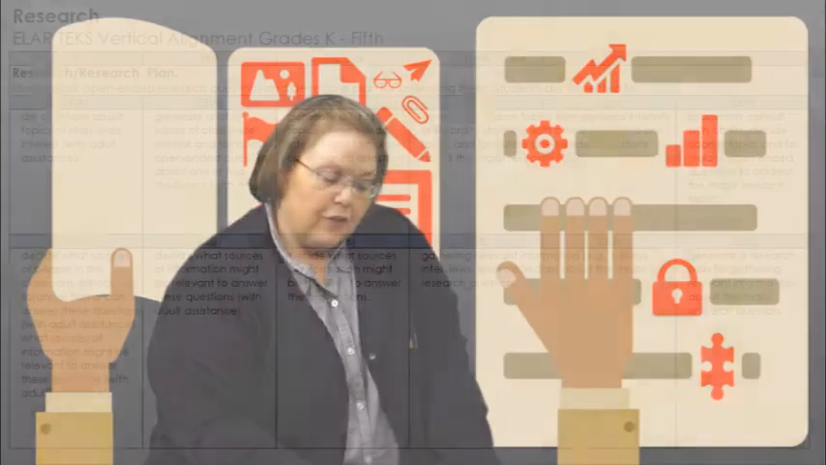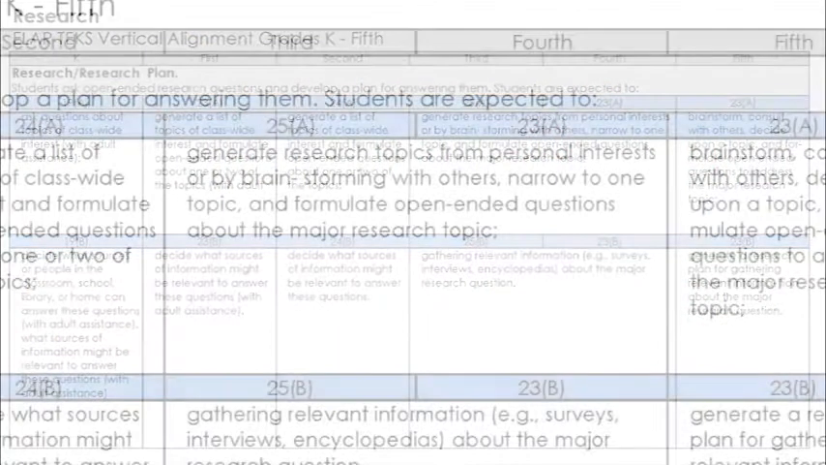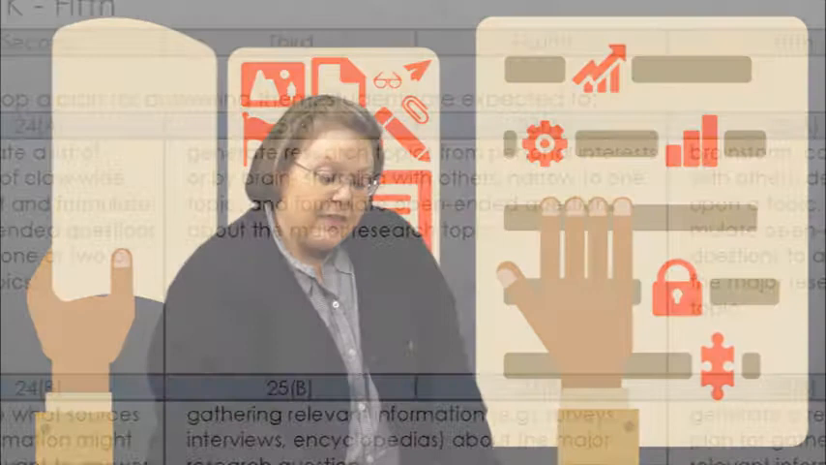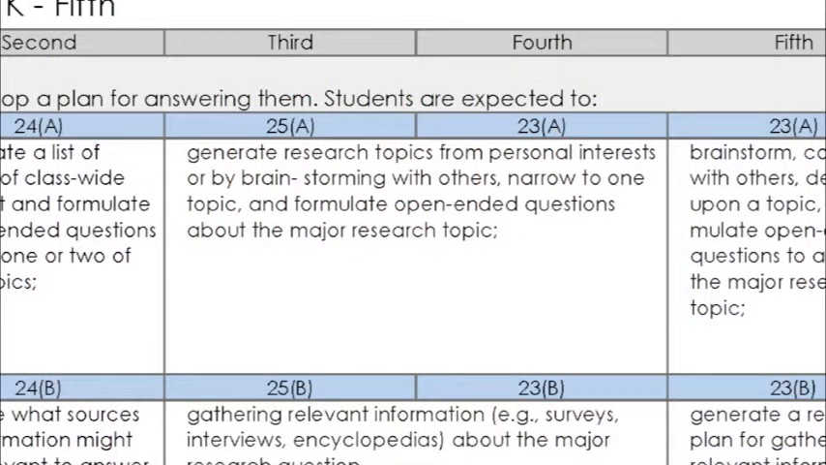Then as we move into 3rd through 5th grade, in 3rd and 4th your TEKS are identical, and it says that you're going to generate research topics from personal interest. So there's the difference moving from K, 1 and 2. K, 1 and 2 is about class-wide interest. 3rd and 4th grade is personal interest, okay? Or they're going to be brainstorming with others. So they can still have their personal interest or collaborate with a small group or a partner, all right? From there, once they have their brainstorming topic, they will continue on and formulate open-ended questions about the major research topic, all right?